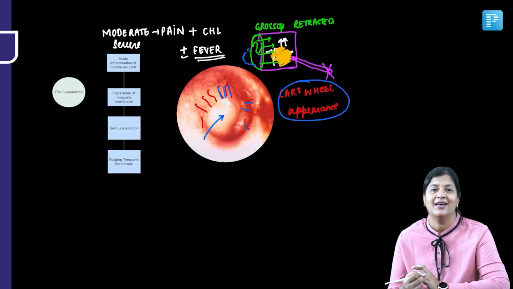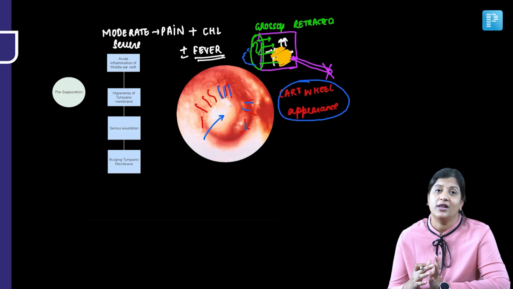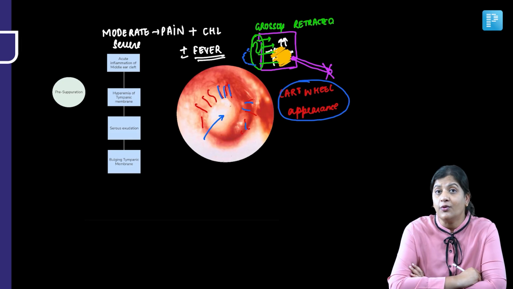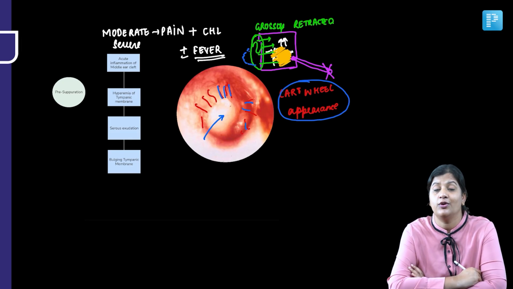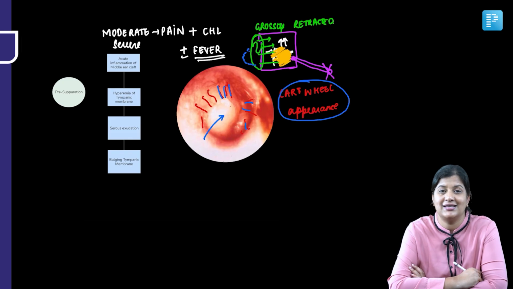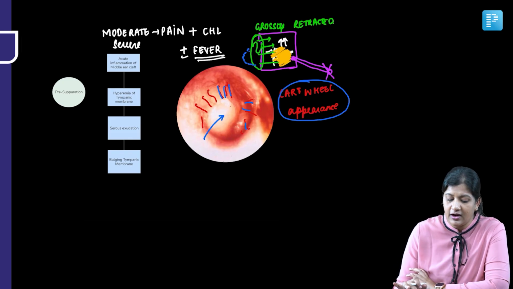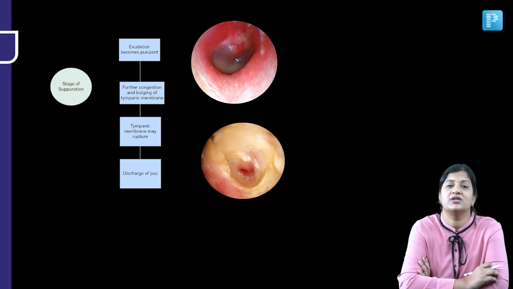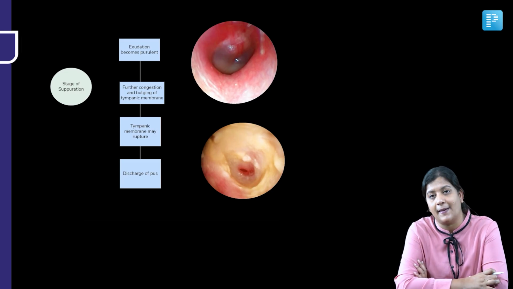So, pain, conductive hearing loss with or without fever. Now, if the patient takes therapy during this stage of the disease, the condition can actually get even better. But if the patient doesn't come to you during this phase of the disease and if the disease progresses, what would it result in? It would result in the next stage, which is called the stage of suppuration.